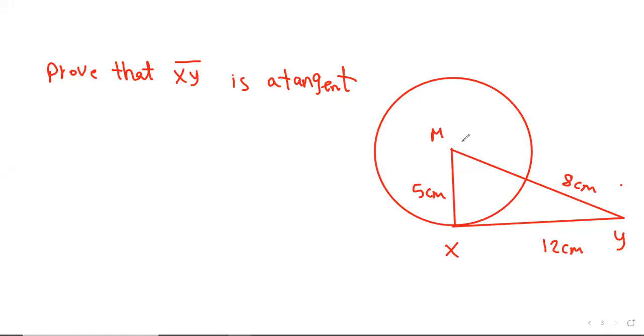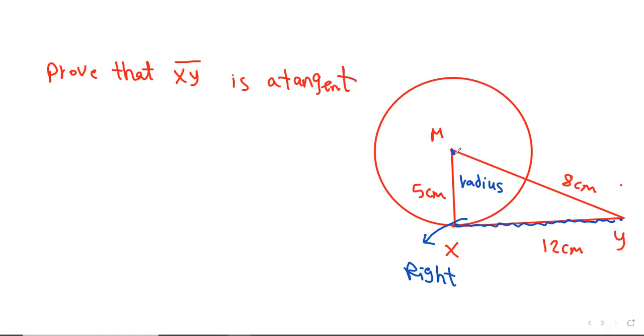You know, the tangent is perpendicular to the radius at the point of tangency. But in this example, I don't know whether XY is a tangent or not. So I want to prove that XY is a tangent. To prove that XY is a tangent, we have to prove that this angle here is right, because the tangent is perpendicular to the radius. We know that MX is a radius. And XY is going to be a tangent if the angle MXY is right.